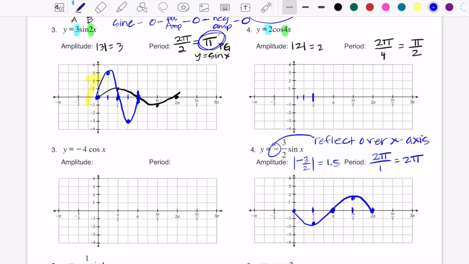It's not going right in the middle. User error. Okay, so now remember, cosine starts at the positive amplitude. So we're going to start at 2. And then in this first little hash mark, we come to 0, which is our midline. Then we're going to go to negative 2, back to 0, and then the midline.